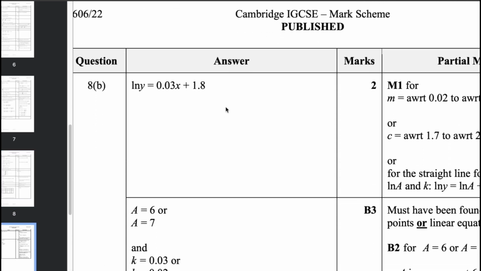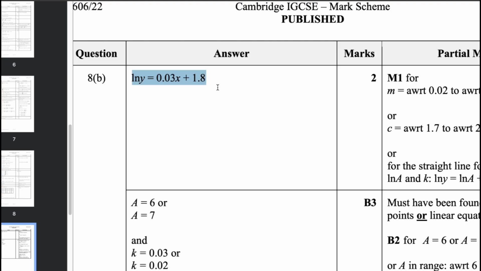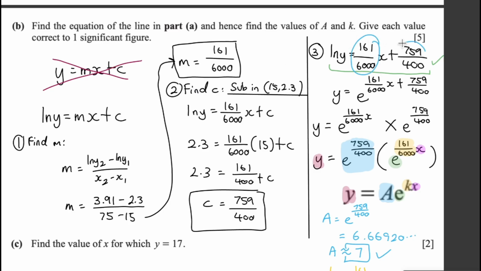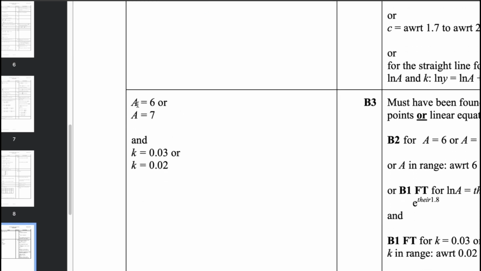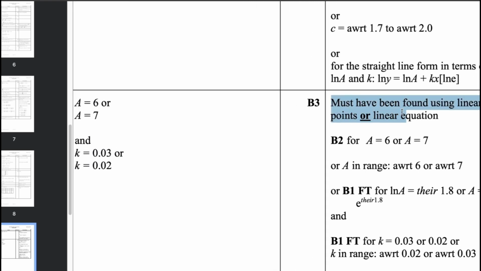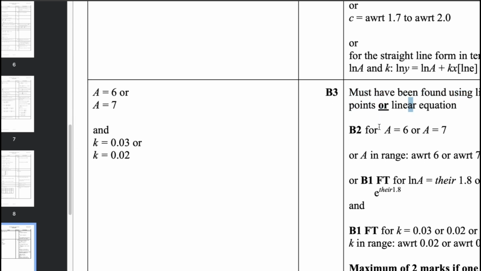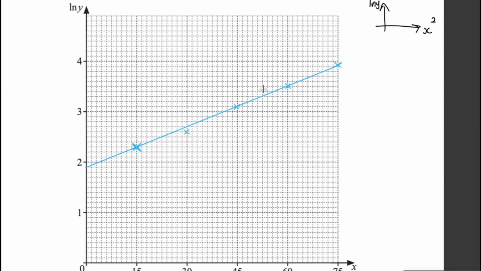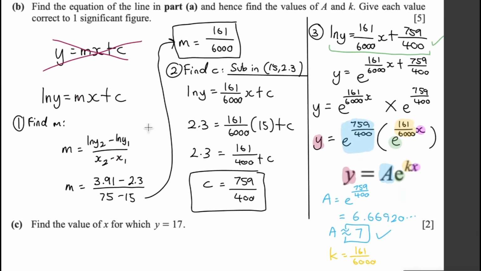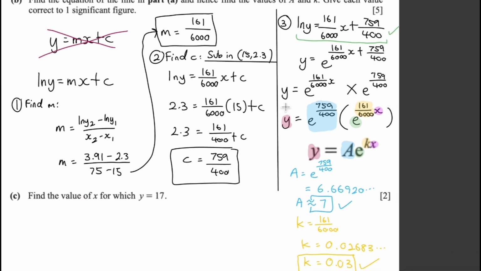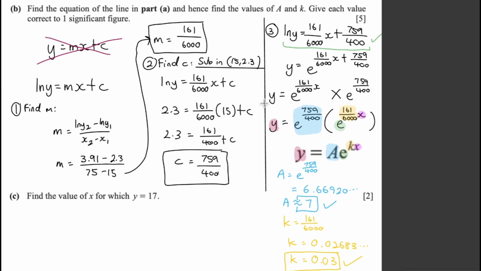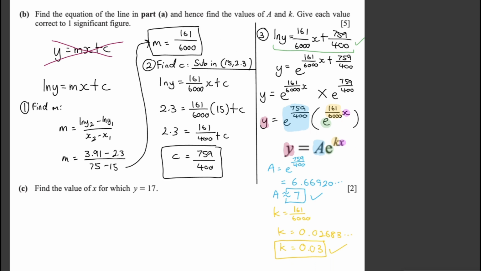So if I go to 8b here, we have ln y equals 0.03x plus 1.8. That's essentially the same as what we have. We've just put it in fraction form. And then you can see a is equal to 6 or a is equal to 7. And then k is equal to 0.03 or k is equal to 0.02. You must have found this using the linear points or the linear equation. So you either use your graph over here, or you use the points on that graph itself, which is what we did. We found the value of m using that formula, and then we found the value of c by subbing in one of those points. So this is perfectly fine. And that's how you get the 5 marks over here. I'll give you a while to take a look at it.